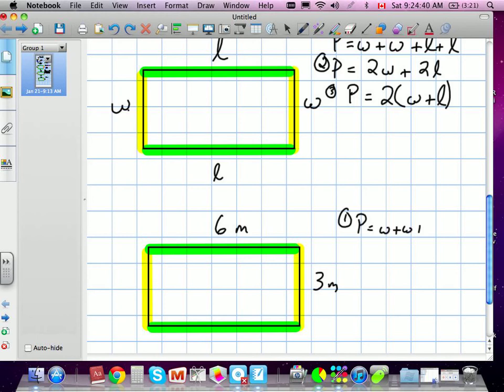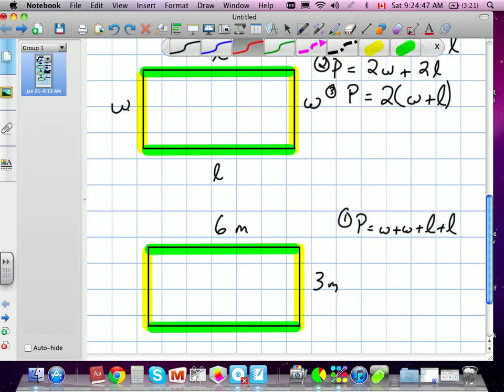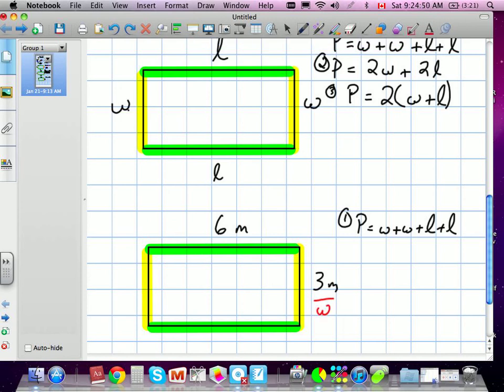3 is the width and 6 is the length. Yeah, that's right. 6 will be our length, okay? So what about this side of the rectangle? How long is this side? 3. Yeah, that's right. It's 3 meters.